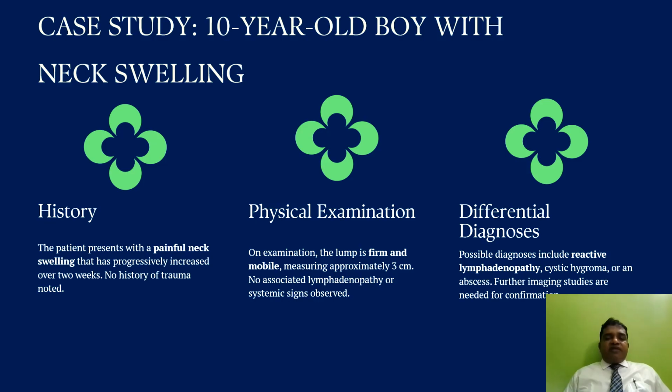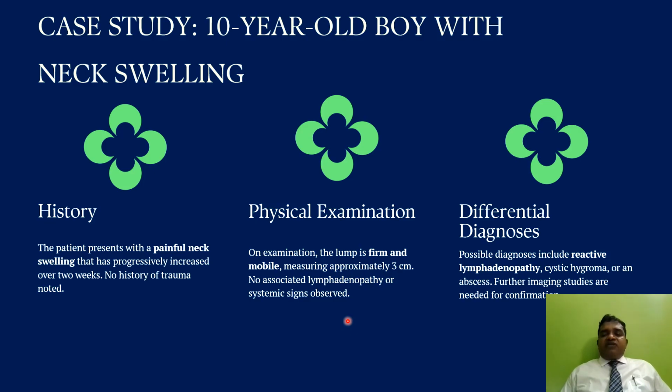Previously you have seen the picture. Now you need to take a short history. The patient presents with painful neck swelling that has progressively increased over 2 weeks. No history of trauma noted. So that indicates a short duration of the lump. Painful, so you may immediately think about inflammatory conditions. On your examination, the lump is firm and mobile, measuring approximately 3 centimeters. No associated lymphadenopathy, no systemic signs observed.